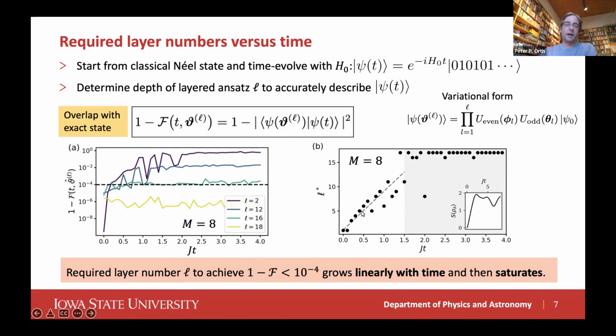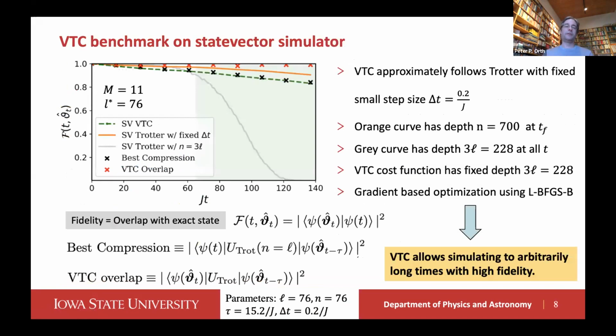Maybe even more interesting is how the layer number L star, which is necessary to get a fidelity below 10 to the minus 4, grows over time. We see that initially it grows linearly in time, and this is actually also the regime where this algorithm may eventually be used, because we can also show that the long time behavior, the layer number, grows exponentially in system size, but the linear growth initially is pretty generic. Okay, so now that we have figured out the layer number L star we need in order to propagate to long times, we can now run the algorithm.